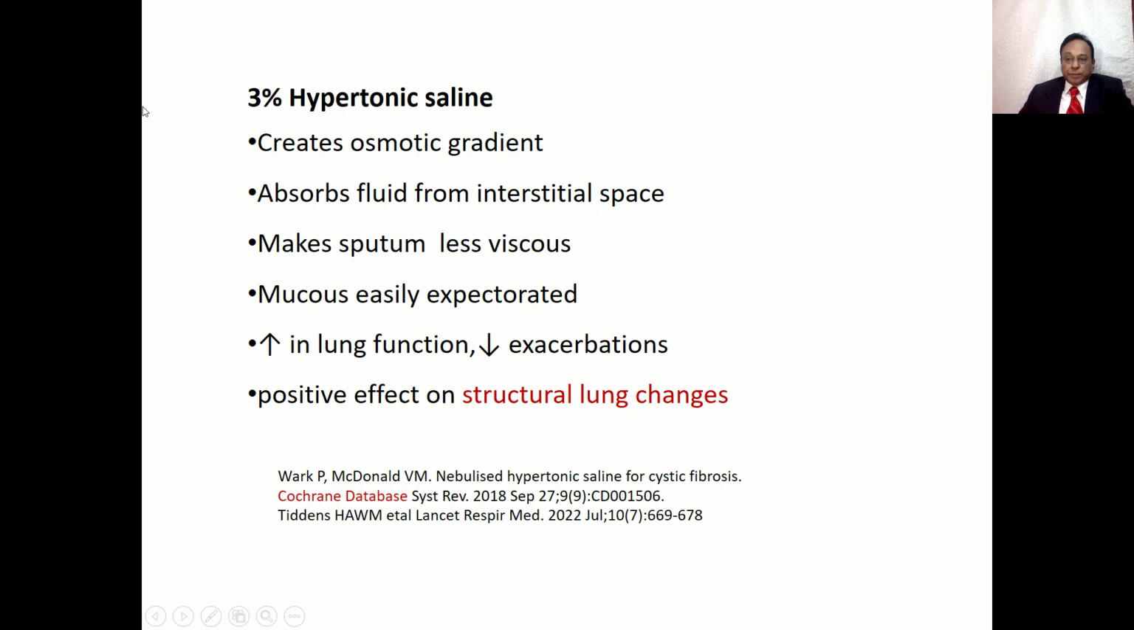So in that way, both 3% and 7% work, but I always favor 3% hypertonic saline. Some papers say that if they regularly do this during exacerbation, the structural lung damage can be minimized. That is what is being reported in a Cochrane database also.